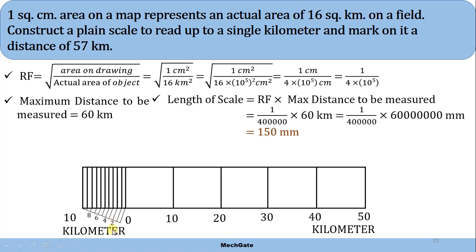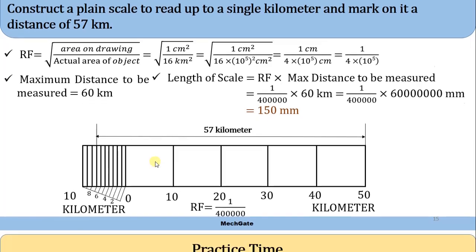Give some numbering: 2, 4, 6 and 8. Mention the RF below our scale. This is our complete scale. Now on this scale we have to represent 57 kilometers. So 57 kilometers consists of 50 plus 7. Here 50 kilometers is over here, and 7 kilometers is over here. So extend that vertical end line and then join with the dimension line. So this indicates 57 kilometers. I hope you understand the concept.